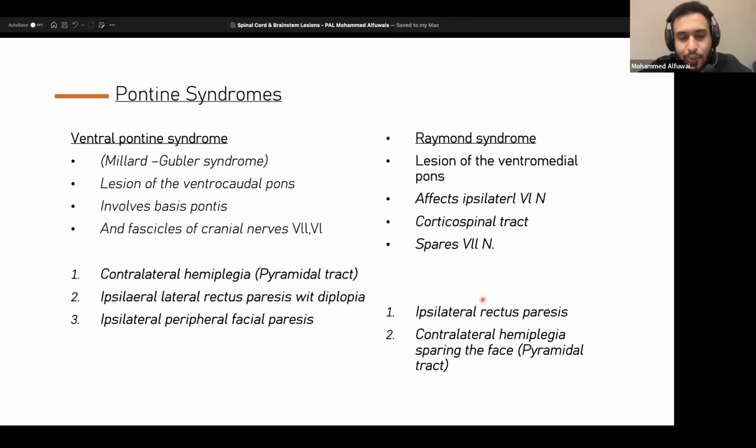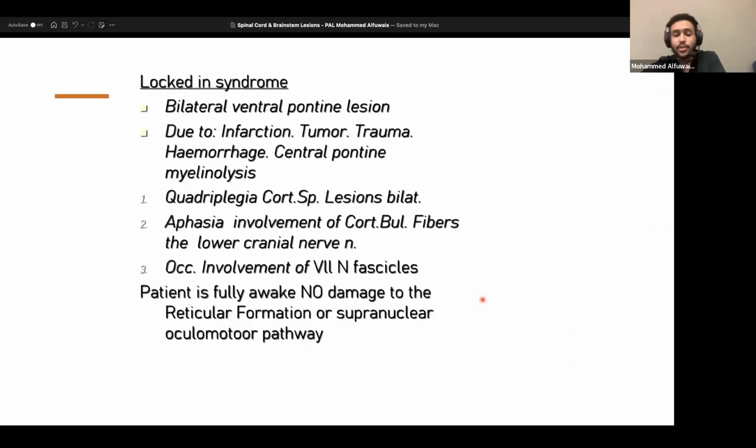There's one more, however, which is locked-in syndrome. So here's one more, which is locked-in syndrome. Now, the most common cause for locked-in syndrome is going to be central pontine myelinolysis, which is basically this. A patient is hyponatremic, coming to the ER because of hyponatremia. Okay, so the patient is seizing, for example. Okay, or they have just mild hyponatremia.